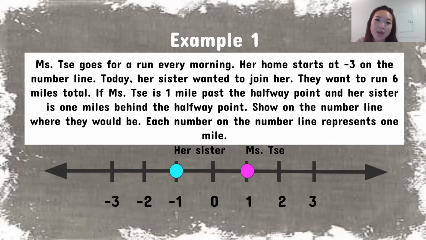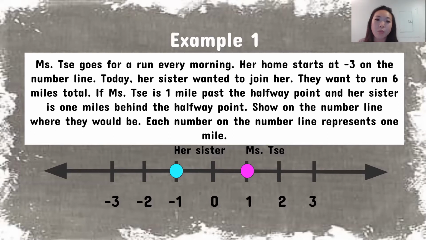So it says that Miss C is 1 mile past the halfway point, and her sister is 1 mile behind the halfway point. So if I look, I know from -3 to 0, that's 3 miles. And I know from 0 to 3, that's also 3 miles, which gives us the total of 6 miles. So I know that 0 is going to be my halfway point, because from -3 to 0 is 3 miles, 0 to +3 is 3 miles. So those two together make 6 miles total.